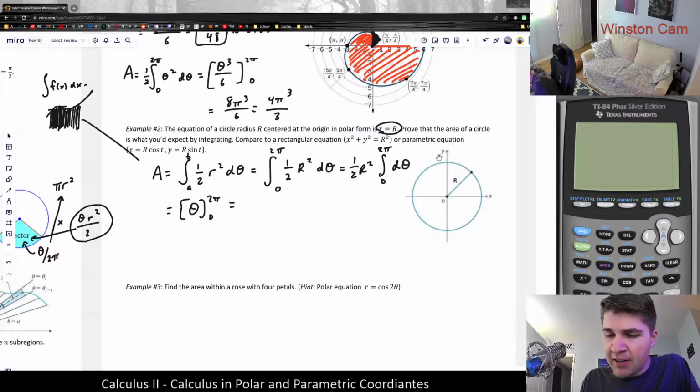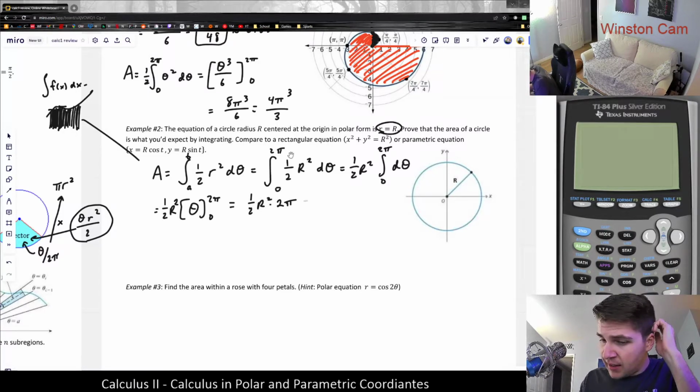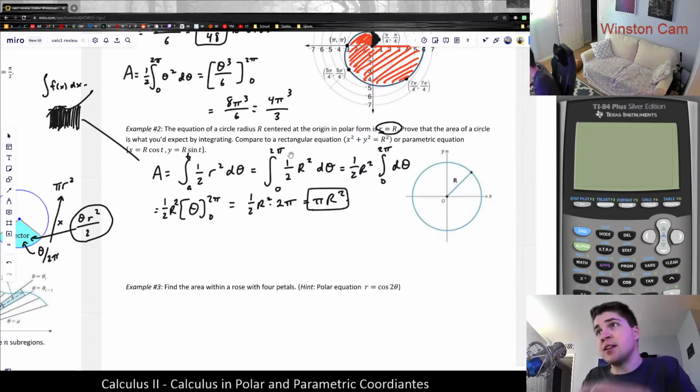And now plugging that in, we have the 1/2 R squared out front as well. But we get 1/2 capital R squared times theta evaluated from 0 to 2 pi. Of course, 0 would be 0 and 2 pi would be 2 pi. So what we're going to have is 1/2 R squared times 2 pi. And of course, that leaves us with pi R squared. And so what we get is an answer that we'd expect.